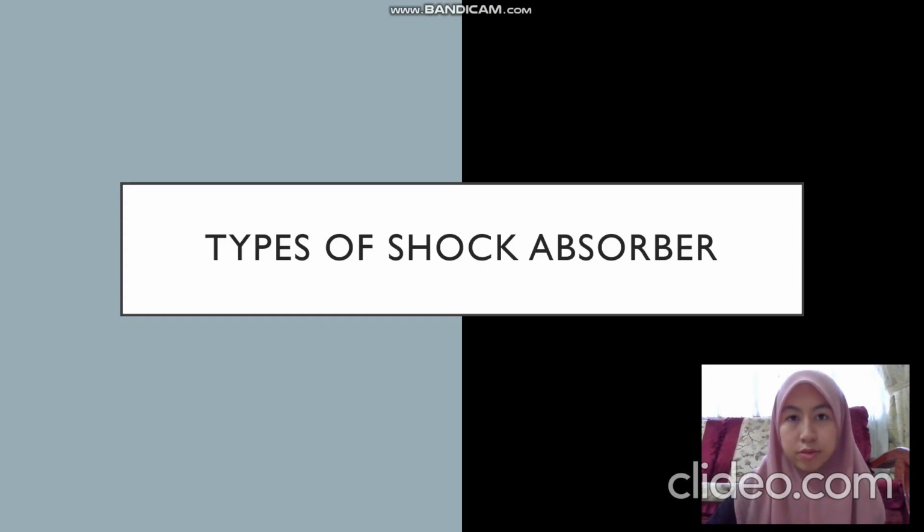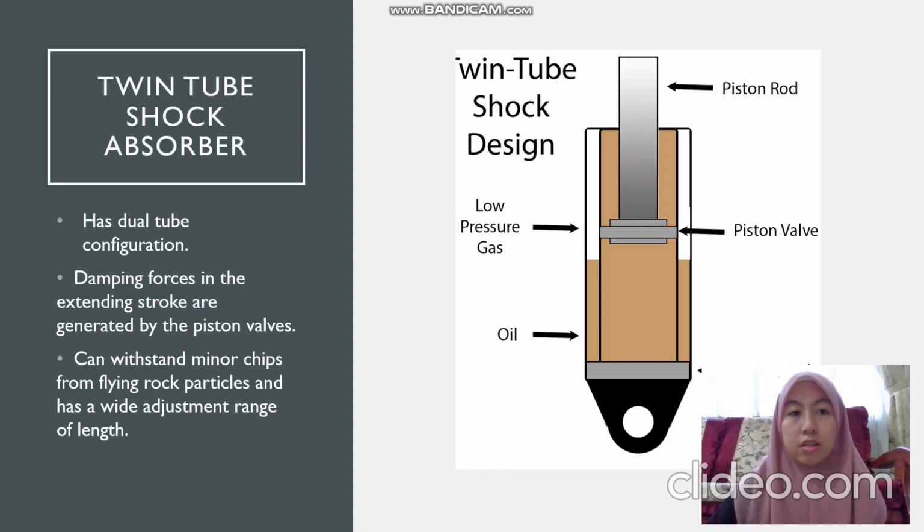Types of shock absorber. There are two types of shock absorber. The first one is twin tube shock absorber. It has dual tube configuration. The damping forces in the extending stroke are generated by the piston valves, and it can withstand minor chips from flying rock particles and has a wide adjustment range of length.